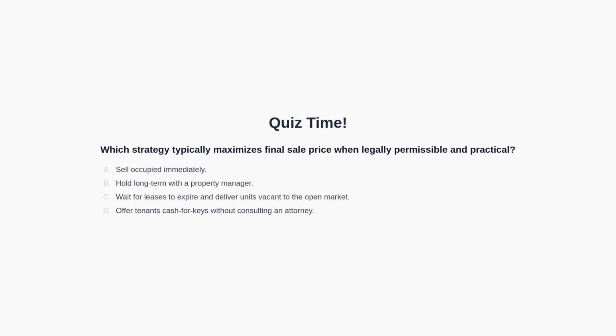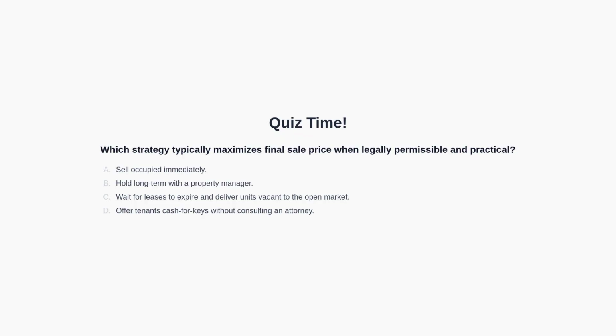Second question. Which strategy typically maximizes final sale price when legally permissible and practical? Option A. Sell occupied immediately. Option B. Hold long-term with a property manager. Option C. Wait for leases to expire and deliver units vacant to the open market. Option D. Offer tenants cash for keys without consulting an attorney.